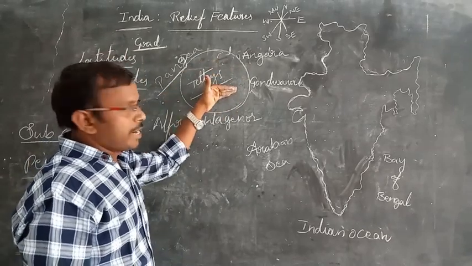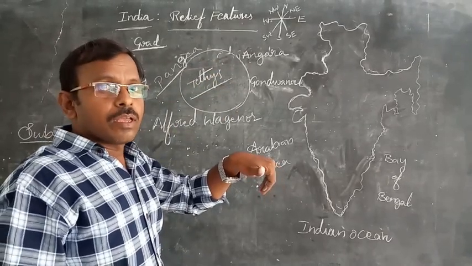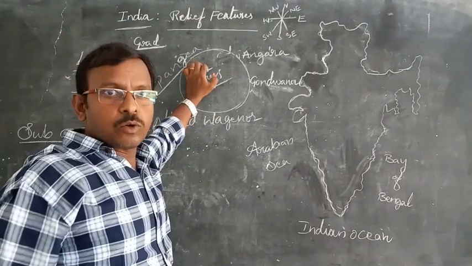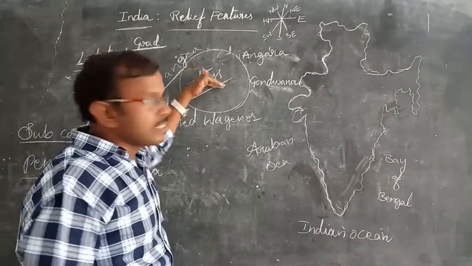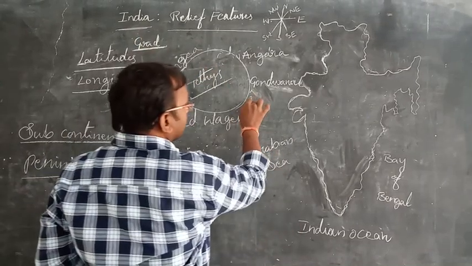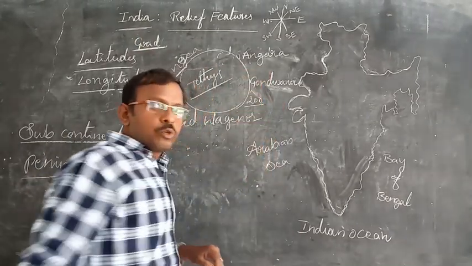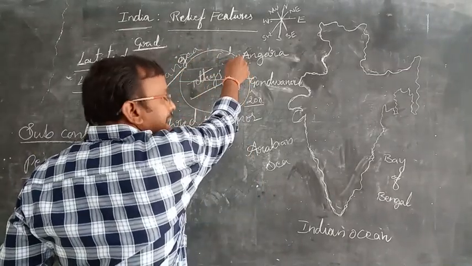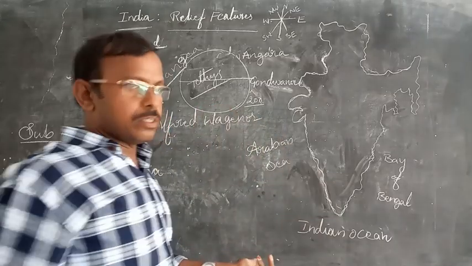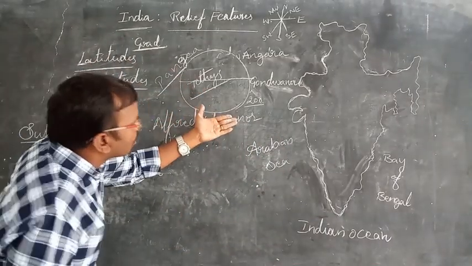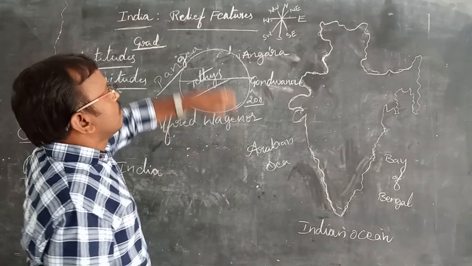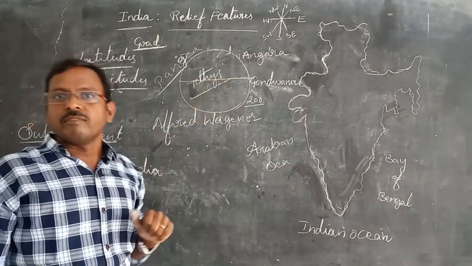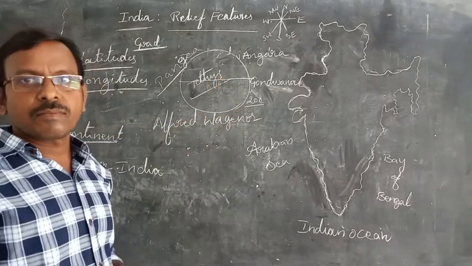This happened 200 million years ago. The land was divided like this 200 million years ago, into Angara, also known as Laurentia, and Gondwana. So at that time, India was in Gondwana land. This is Gondwana land.